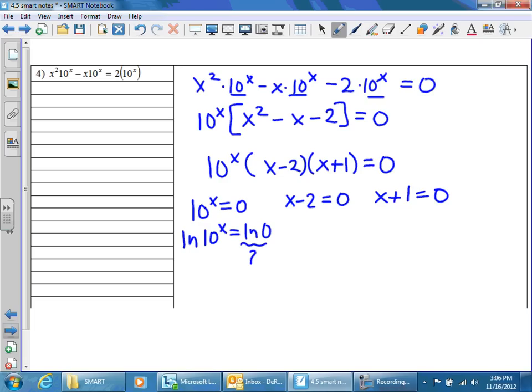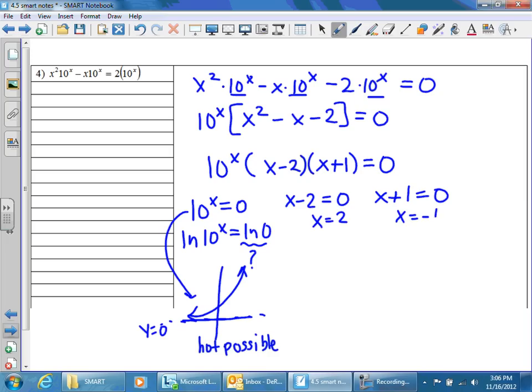Hold on, can you have the ln of 0? Absolutely not. And think back again what the graph of 10 to the x looks like. Probably a little bit steeper even than that. You can never get out 0. Remember, you have the asymptote at y equals 0. So this is not possible. This one would be 2, and this one would be -1. So the only answers or solutions that you can have are 2 and -1.